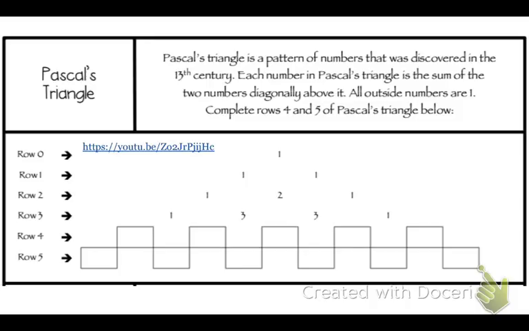So Pascal's triangle is a pattern of numbers that was discovered in the 13th century, so way long ago. Each number in Pascal's triangle is the sum of the two numbers diagonally above it. And the outside numbers are always 1. So we need to complete rows 4 and 5, but I want to watch this cute little YouTube thing real fast, hopefully.